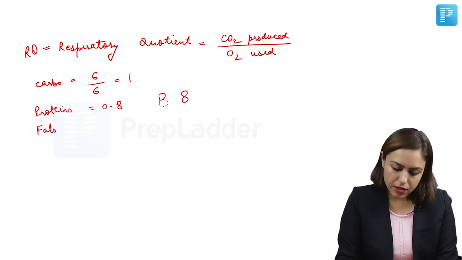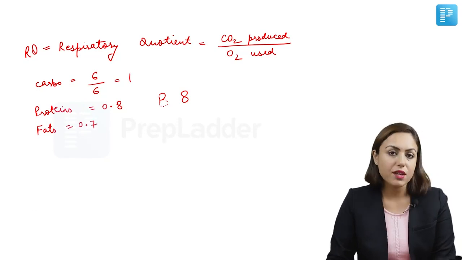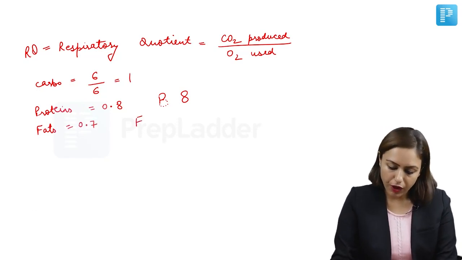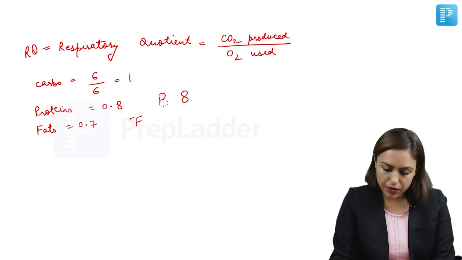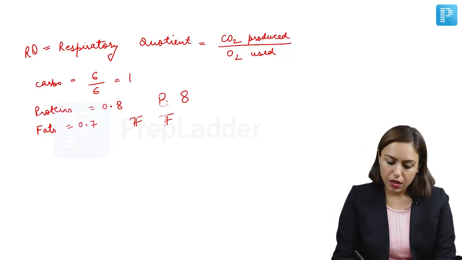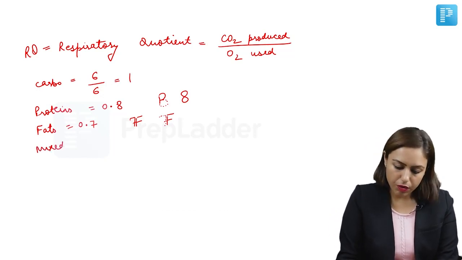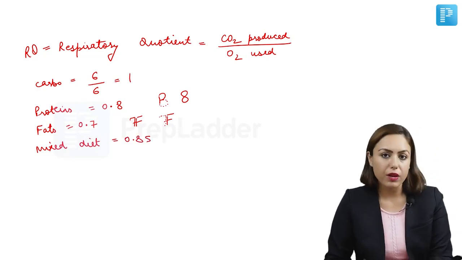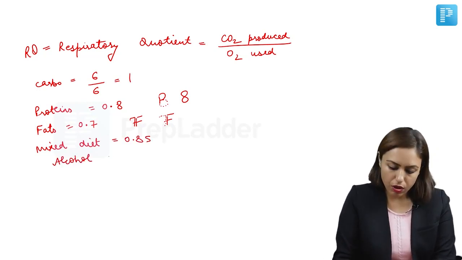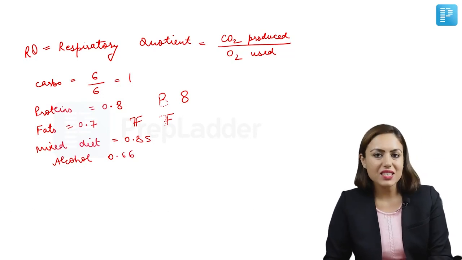Then fats RQ is 0.7. F of fat can be converted to number 7 like this. Okay. F of fat, number 7. Okay. Then RQ for a mixed diet is 0.85. RQ for alcohol is 0.66.